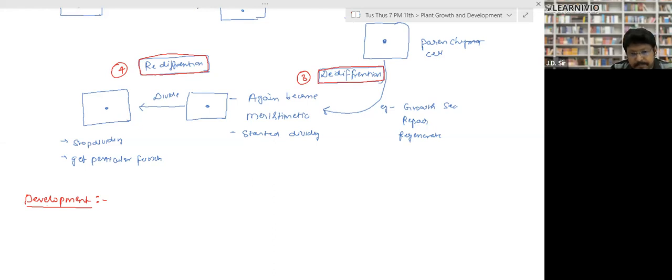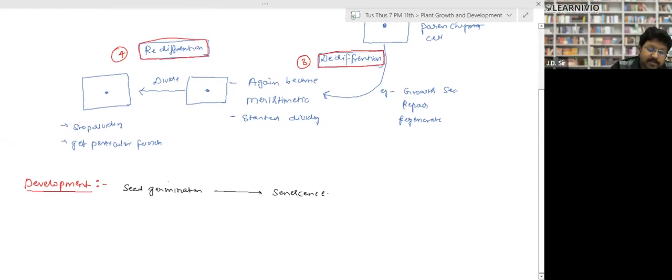Which include seed germination, growth, differentiation, maturation, flowering, seed formation, and senescence. Right? So from birth to death, the complete whole life history is called development. Clear?